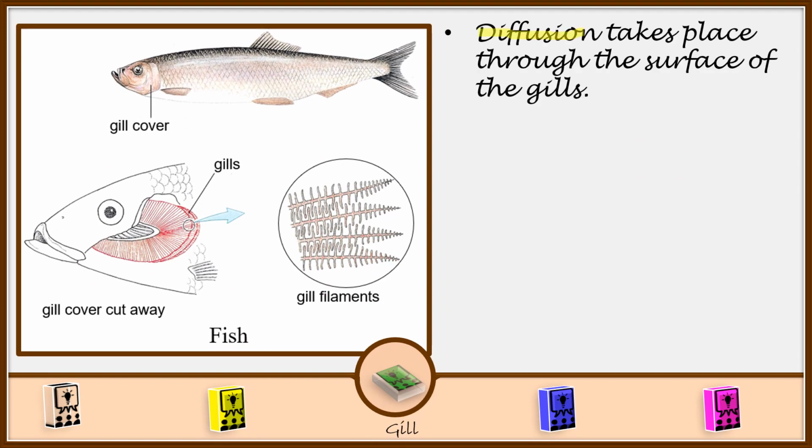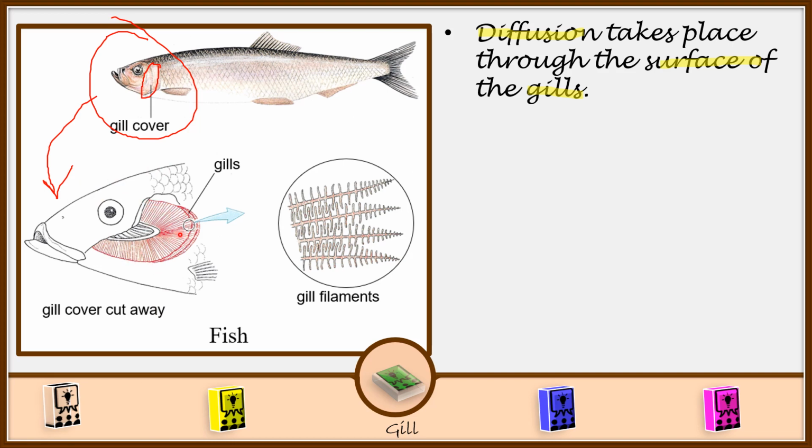Diffusion takes place through the surface of the gills. We have now the fish here. This is our fish. It has the gill cover here, which we call the operculum. Now, if you magnify this part of the head, it is going to look like this. And then we shall also remove the operculum so that we are able to see the gills. Now you will see that our fish is like this, and inside it has got the gills.